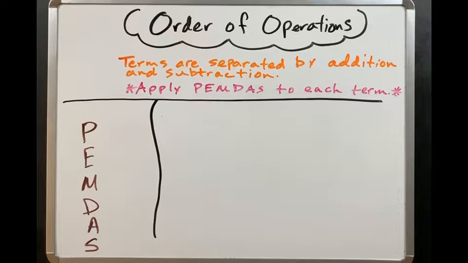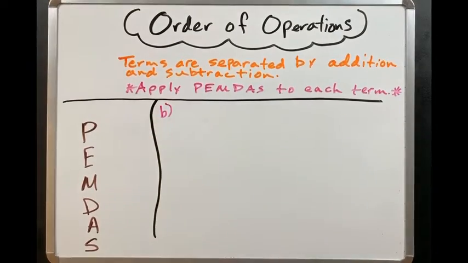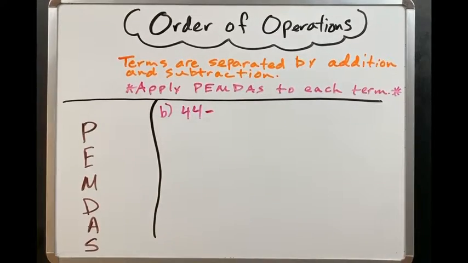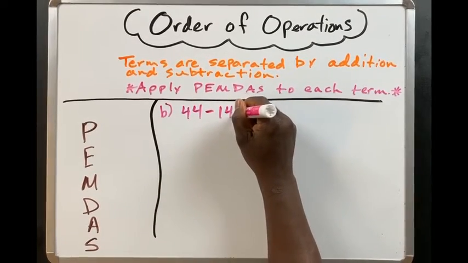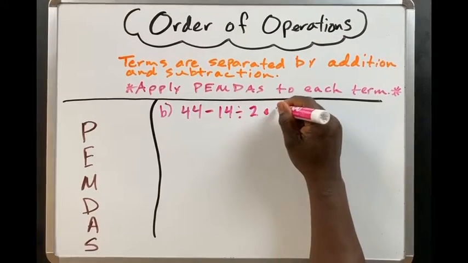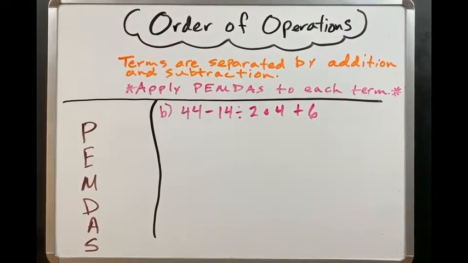So let's say we have a problem, I'll call this B, and we have 44 minus 14 divided by 2 times 4 plus 6.